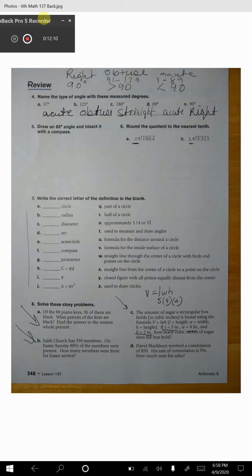Okay, so this was 40, and it was inches, but this is a three-dimensional object. It's cubed, so you put a 3 up there, or you write cubic inches. David Blackburn receives a commission of $50. His rate of commission is 5%. How much were his sales? That's just 5% of $50.